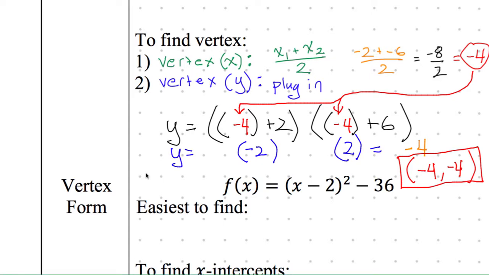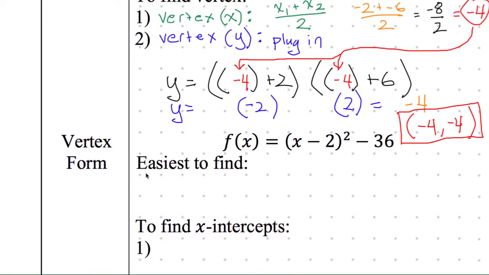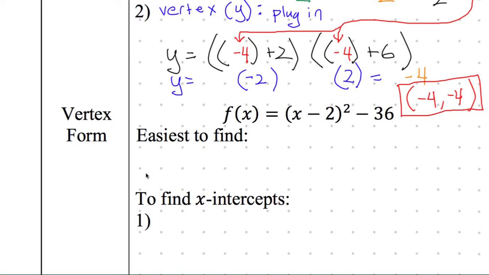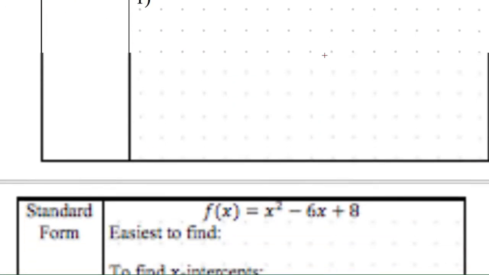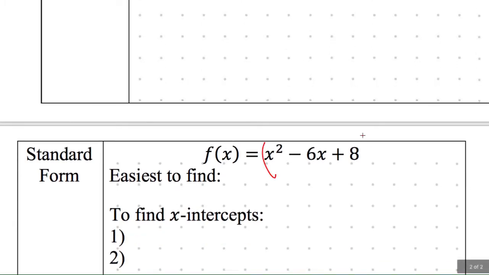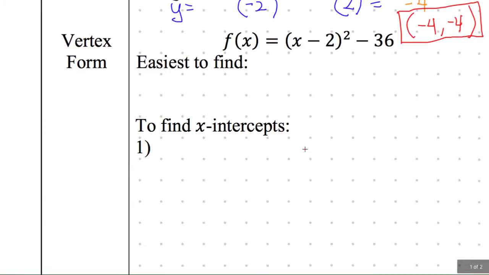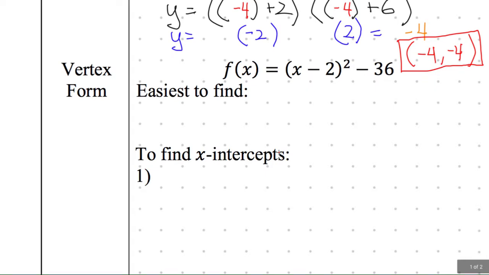All right, that's as much as I want to talk about our factored form. Next, we're doing vertex form. Here is an example of vertex form. You know it's vertex form because it only has one set of parentheses. The one up here has two sets of parentheses, and of course standard form has no parentheses. So vertex form: one set of parentheses.